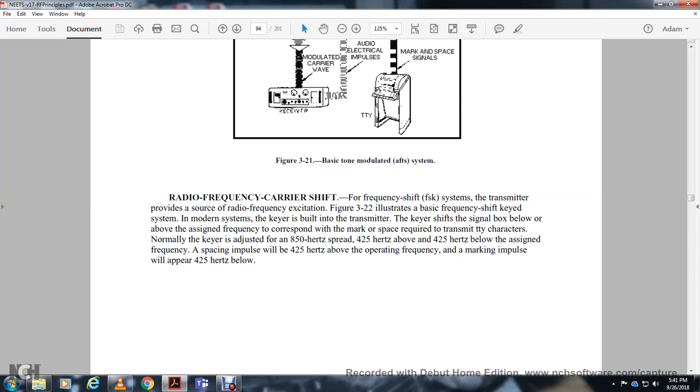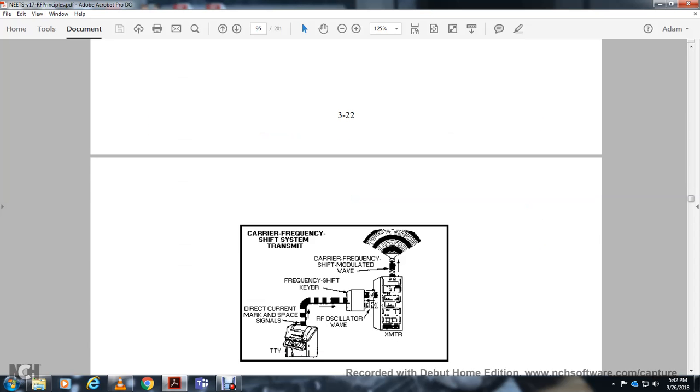In frequency shift systems, the transmitter provides the source of the radio frequency excitation. Figure 322 illustrates the basic frequency shift keyed system. The keying is built into the transmitter, shifting the frequency above and below the carrier frequency, corresponding to the marking and space of each teletypewriter character. The shift is adjusted at 850 Hz, with 425 Hz above and 425 Hz below. The space impulse is assigned a frequency of 425 Hz above the operating frequency, and the marking impulse will appear at 425 Hz below.